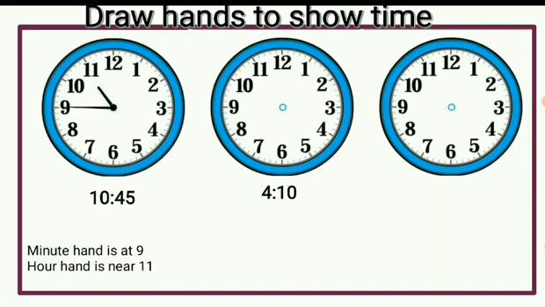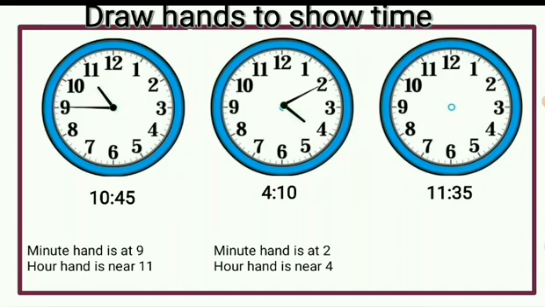Let's show 4:10. The minute is showing 10 minutes. We know 5 twos is 10, so the minute hand will be at 2, and it has just been 4 hours. So the hour hand will be near 4. The minute hand is at 2 and the hour hand is near 4.